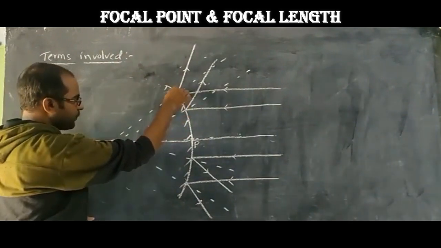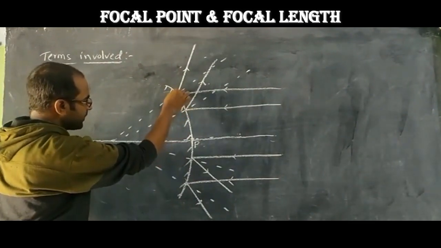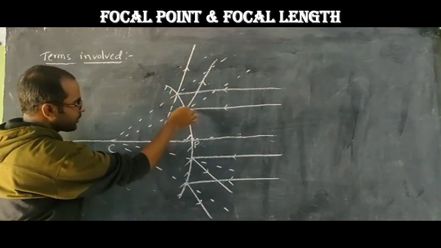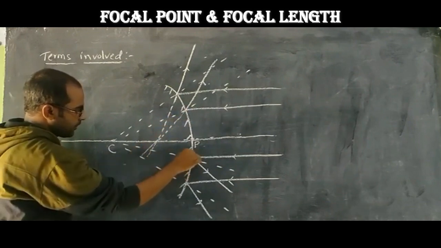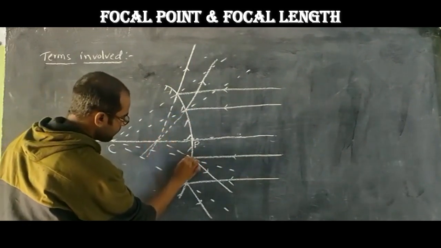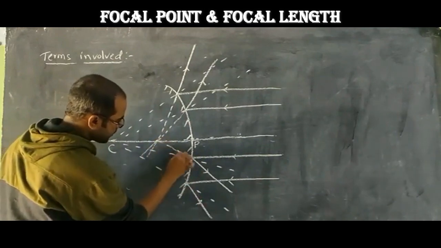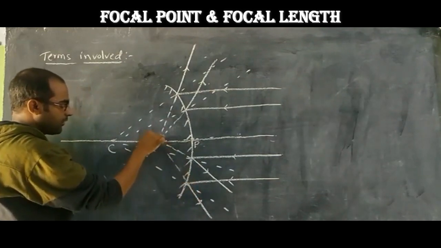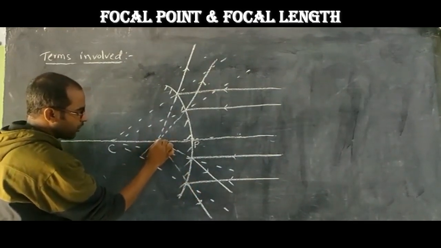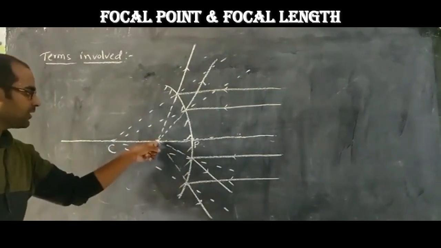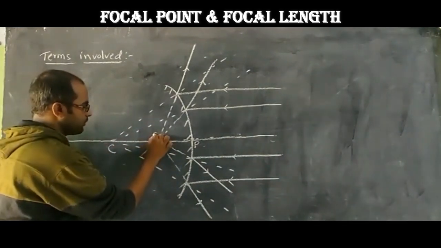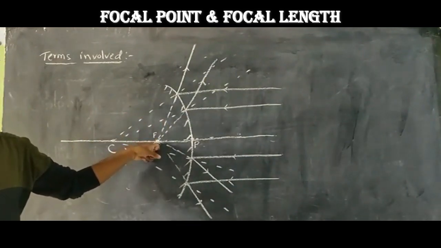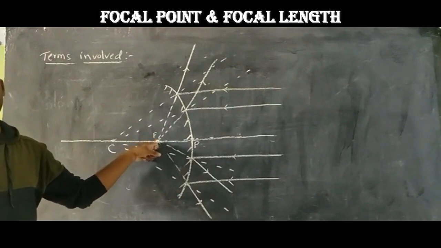But if you extrapolate the reflected rays, they meet at a point. If you extrapolate all the reflected rays, they meet at a point on the principal axis inside the mirror, and there the image forms. That is nothing but the focal point of this convex mirror, right? So there the image will be formed, right?